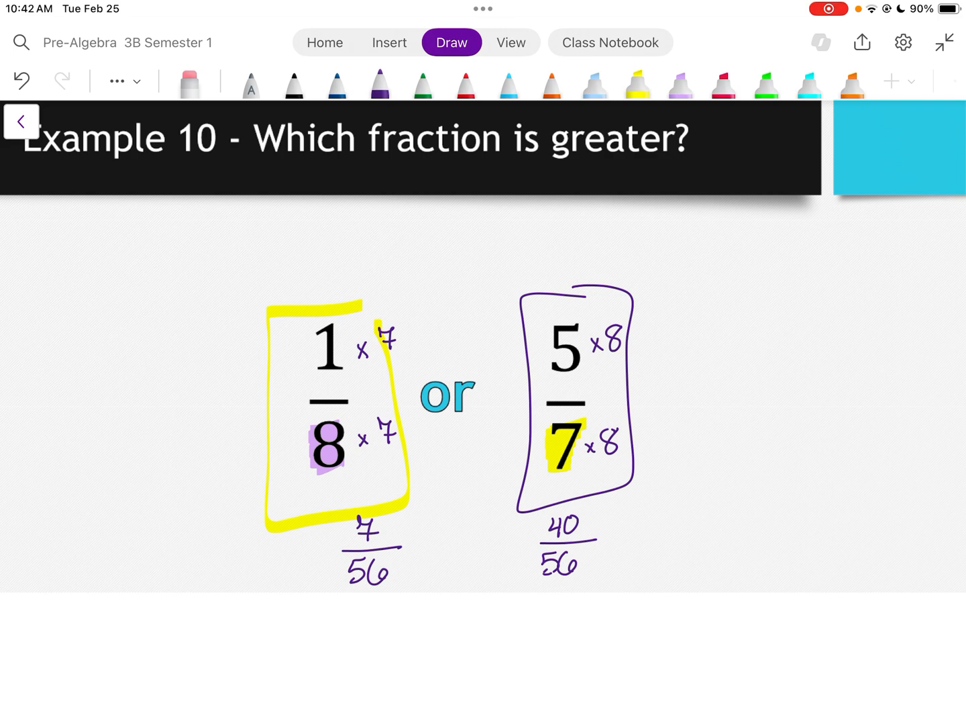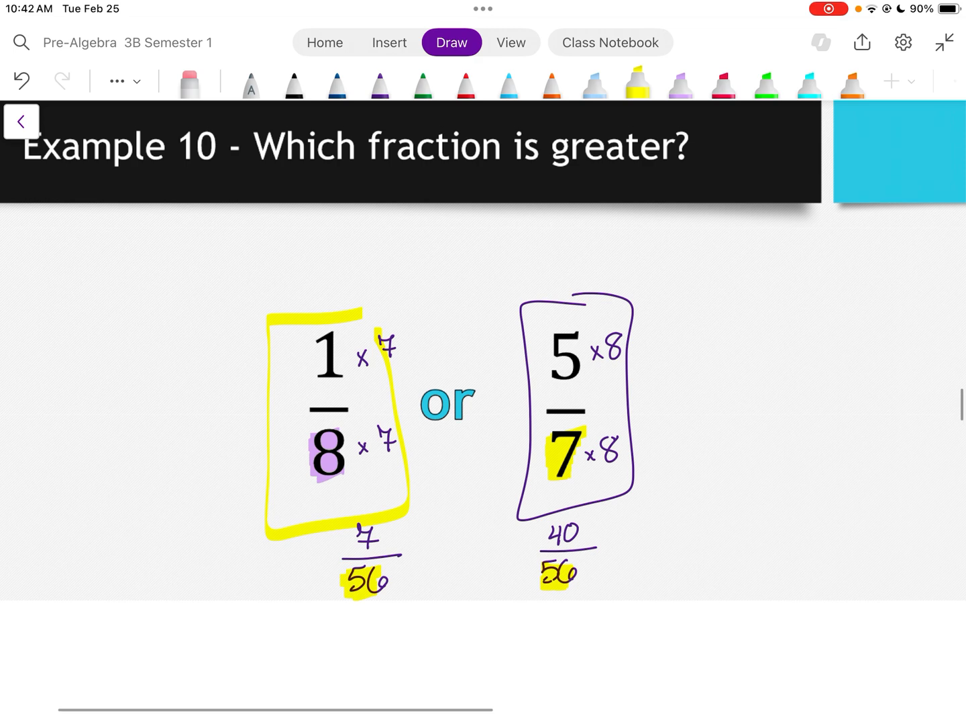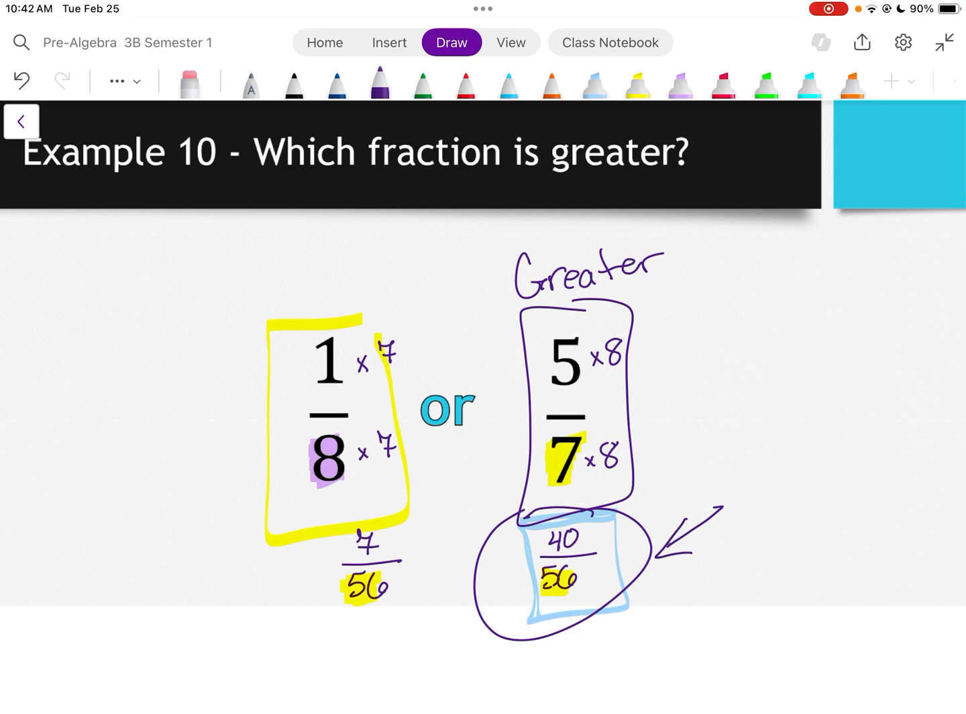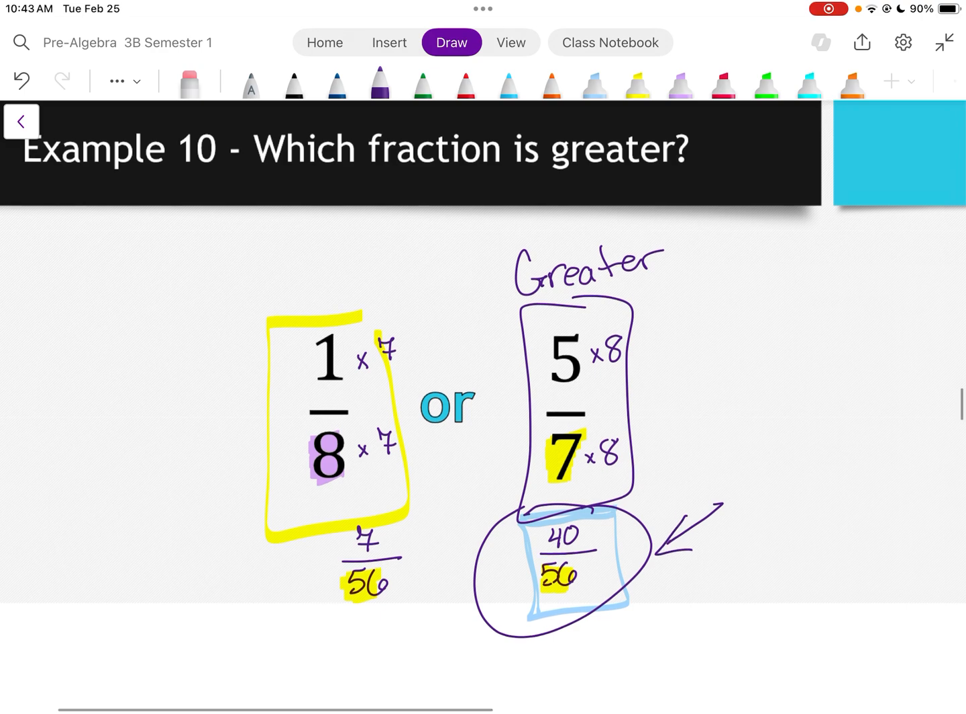Now that they have both the same denominator, so both parts are going to be the same, it's easy to compare because whichever one is greater is going to have more parts shaded in. So 5 over 7 would be our answer because it is the bigger part. So sometimes you can tell without getting a common denominator, but to check your work, this is a great way to do it, to get that common denominator on the bottom.